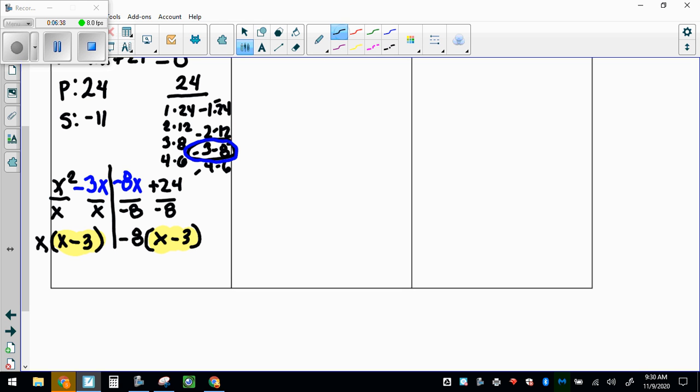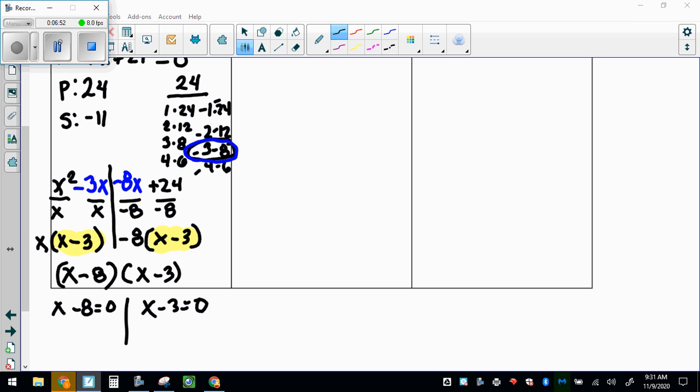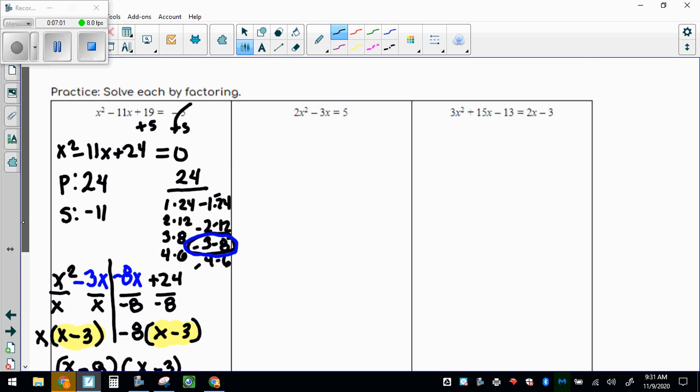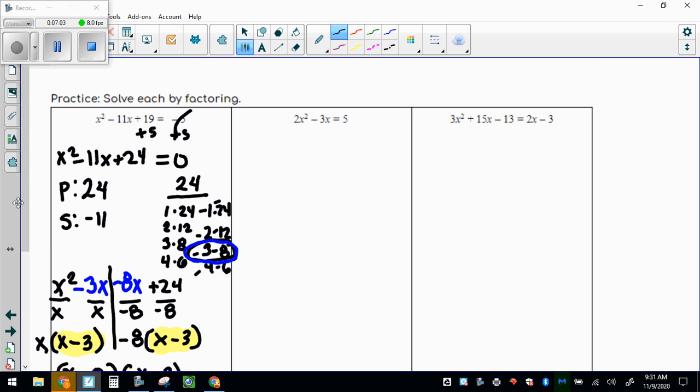We are going to set the GCFs and the factored pair equal to 0 and solve to get our 2 answers. And when we do the inverse of -8, we get +8. And when we do the inverse of -3, we get +3, our 2 answers. Let's go ahead and try the next example.